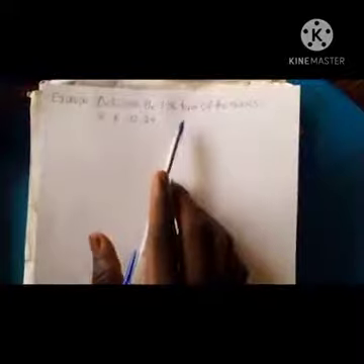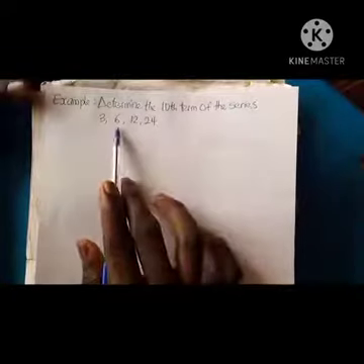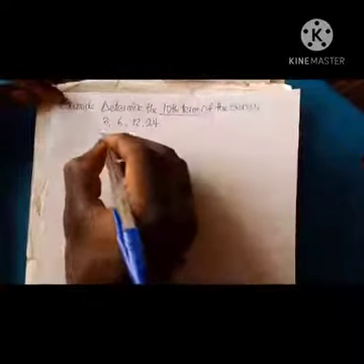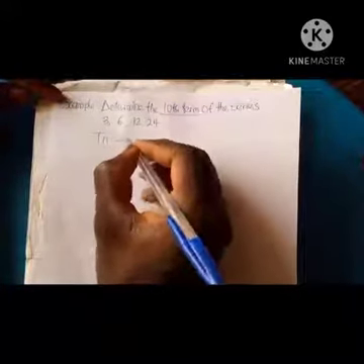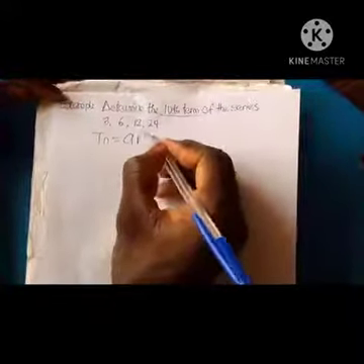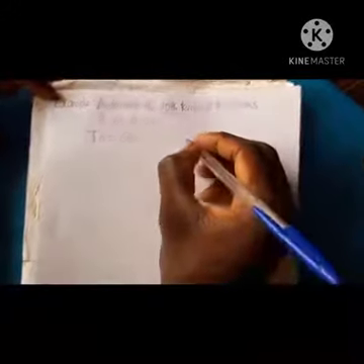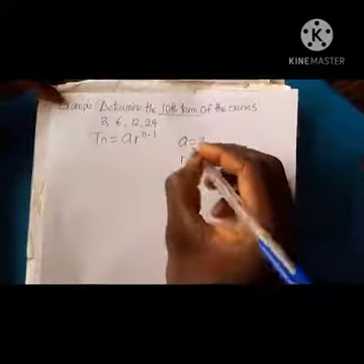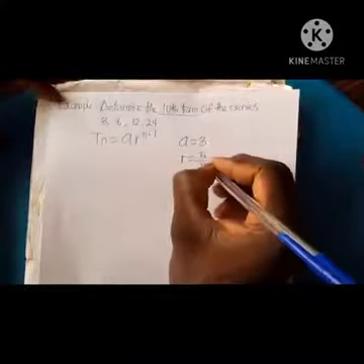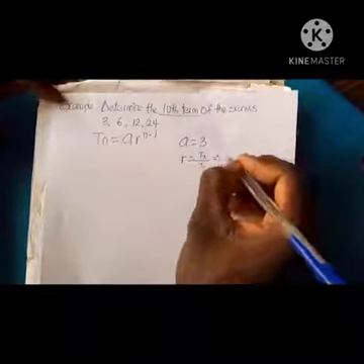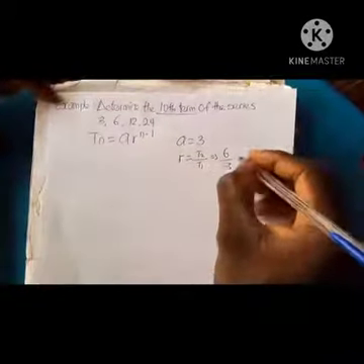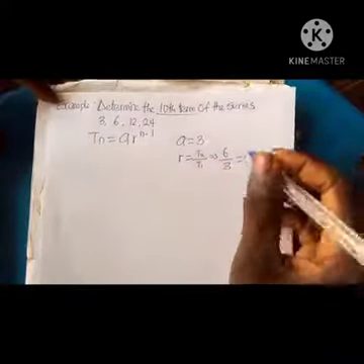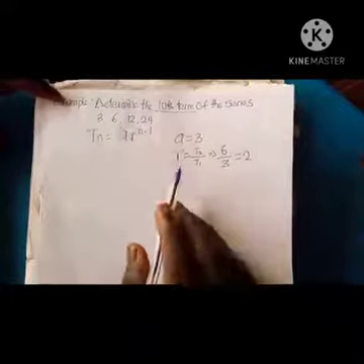So this is an example. Determine the 10th term of the series 3, 6, 12, 24. They said the 10th term, and I said the nth term of the GP is ar^(n-1). Now our a is the first term, which is 3. Our r is, we can do T2 divided by T1, which is equal to 6 over 3, and that's 2 actually. If you do 12 divided by 6, it's also 2.